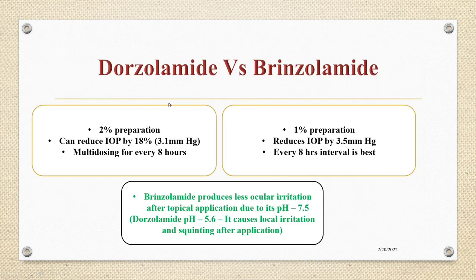So dorzolamide and brinzolamide, both of them, the brinzolamide produces less ocular irritation. In respect of irritation, brinzolamide is good, but commercially the dorzolamide preparations are more available in India. Even though it has an acidic pH, it may cause local irritation and squinting after application.